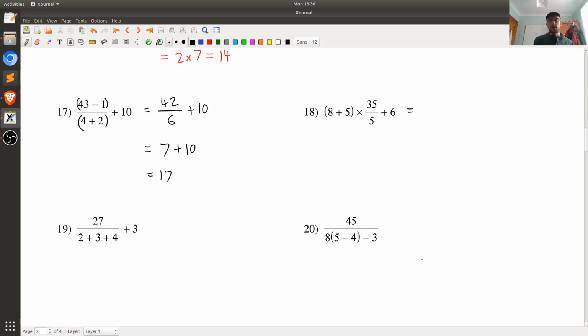Brackets first, 8 add 5 is 13. 35 over 5 next. We're going to do division next. Clean up this fraction. 35 over 5 is 7, and then add 6. And 13 times 7 is 91. And 91 add 6 is 97.